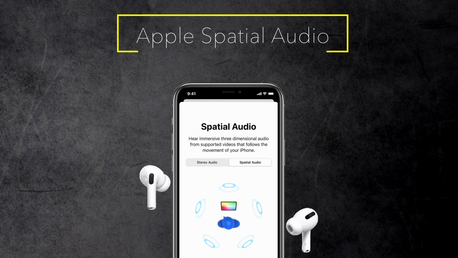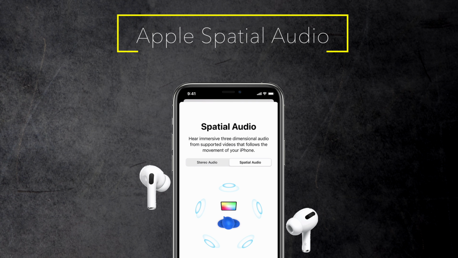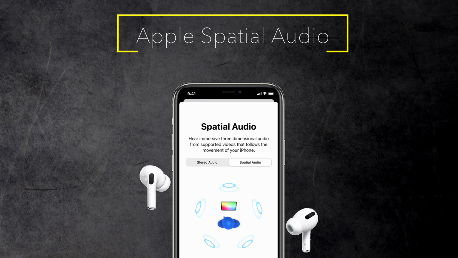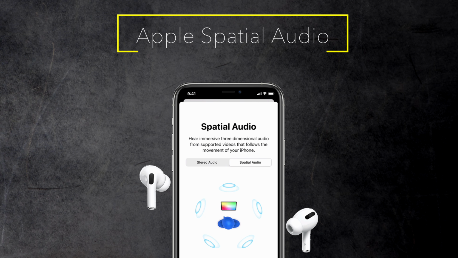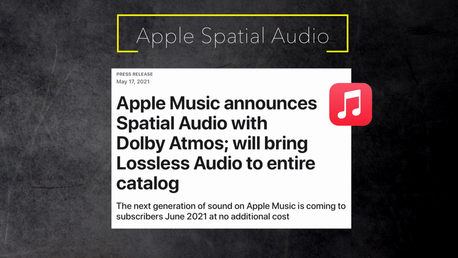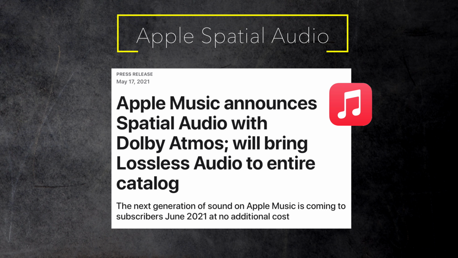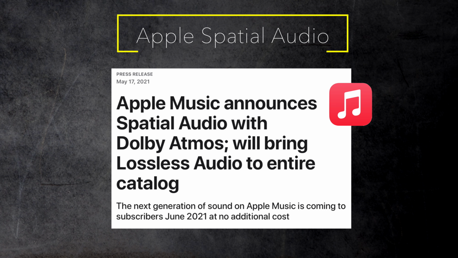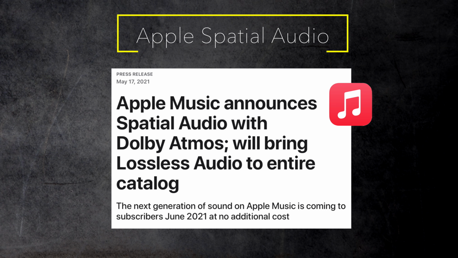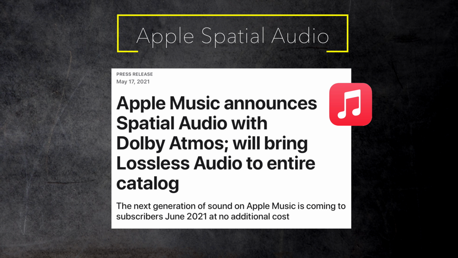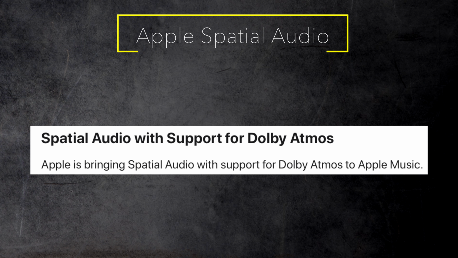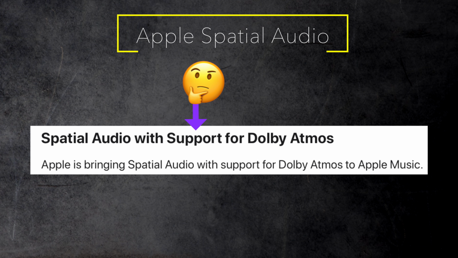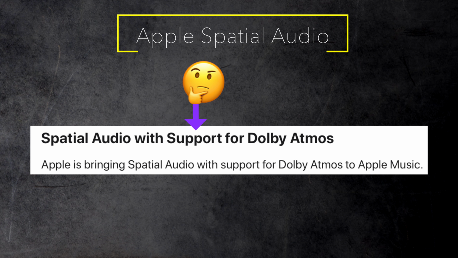And last but not least, a word about Apple's spatial audio that puts a special twist on Dolby Atmos music mixes. Remember when Apple rolled out that feature for the Apple Music streaming service in June 2021? They didn't just say Apple Music now plays back songs mixed in Dolby Atmos. No, instead, they said that Apple Music now has spatial audio with support for Dolby Atmos. So why did they use that sneaky wording?